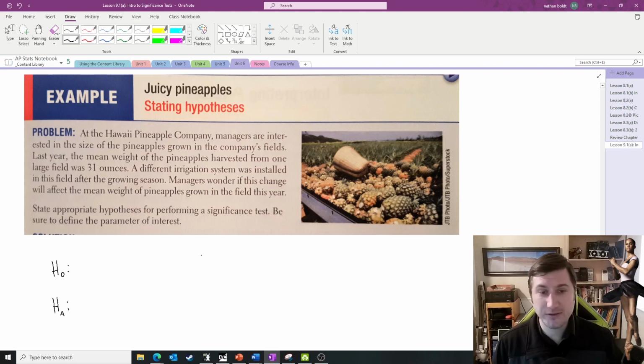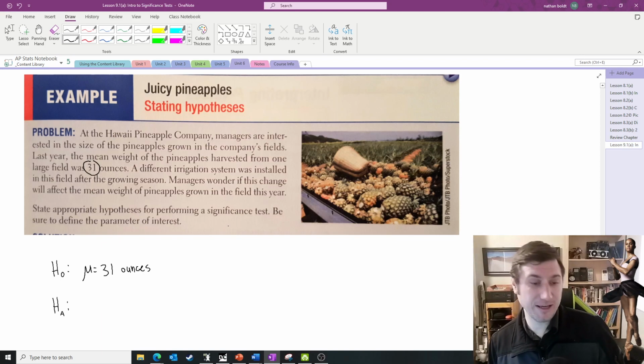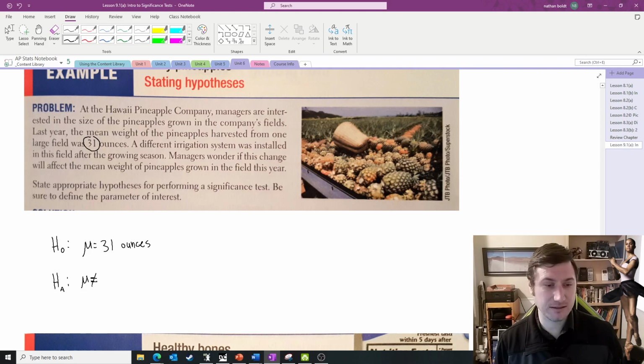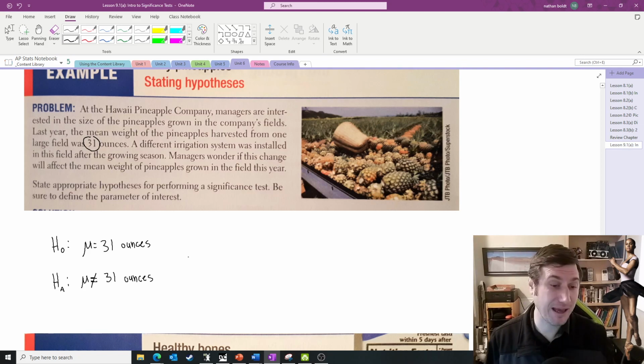So our null hypothesis is that nothing changes, that the average is still 31 ounces. So the mean is equal to 31 ounces. Our alternate hypothesis, the one that we might look for evidence for, is that that mean is now different, that it is not 31 ounces, that it has changed somehow.